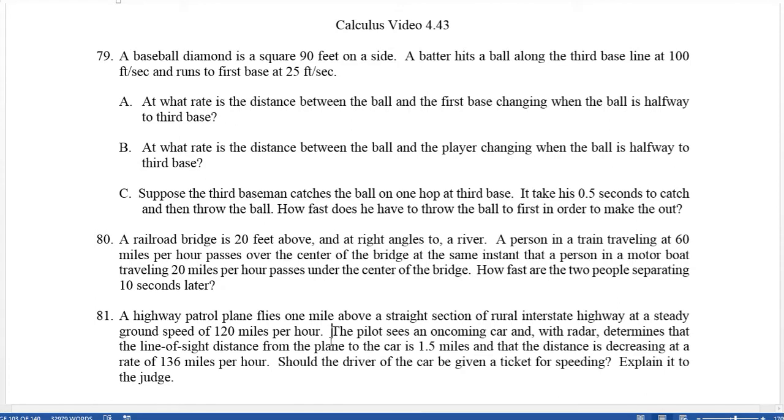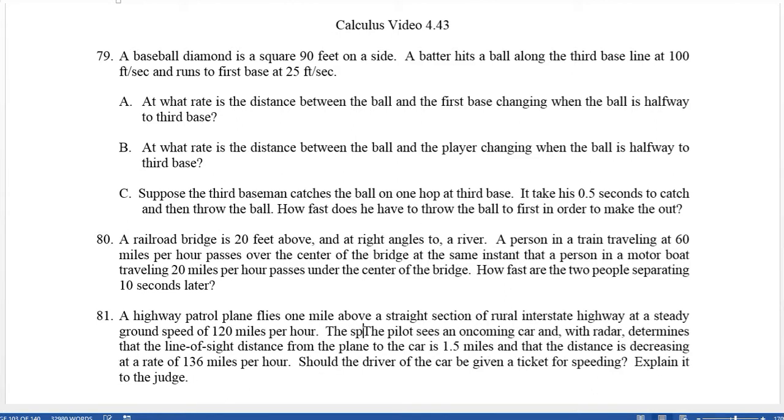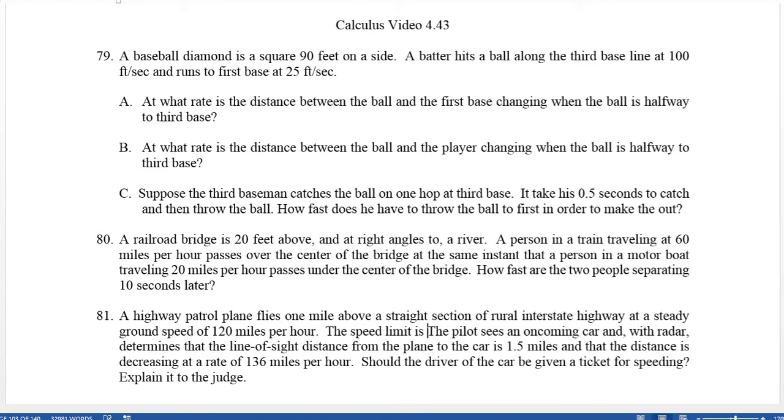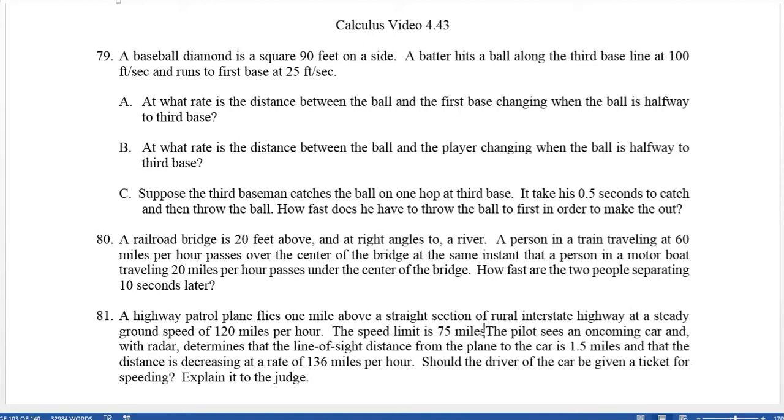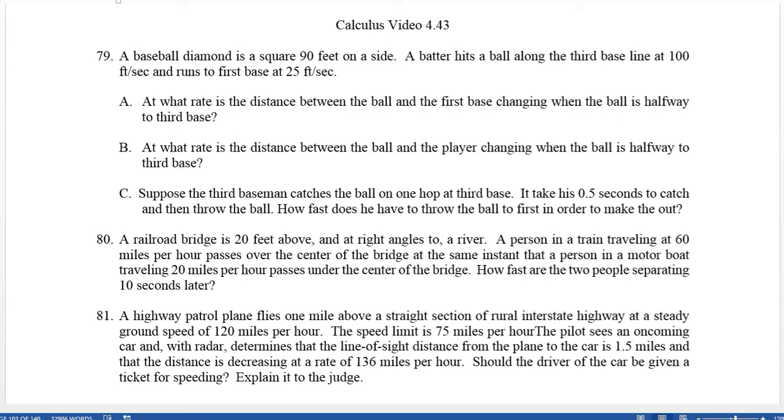So let's just throw that in there because you're going to need the speed limit, and it changes depending on which state you're in. So let's say speed limit is 75 miles per hour. Okay, and then explain it to the judge, or explain your reasoning. In all these cases, you want to be able to explain what you're doing. So see if you can work out those 3 problems on your own, and come back in the next video and we'll look at the solutions.